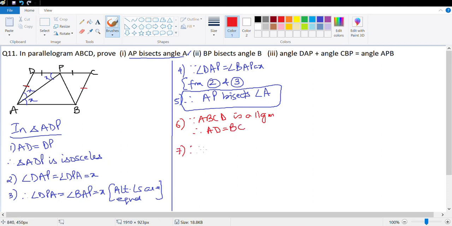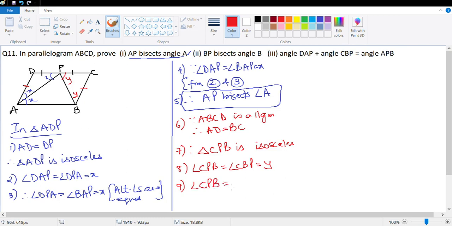Number 7, therefore triangle CPB is isosceles. What it means is angle CPB is equal to angle CBP is equal to Y. So this angle is Y, this angle is also Y. Number 9, angle CPB is equal to angle ABP is equal to Y. Because again these are alternate angles. This angle and this angle are alternate angles. Alternate angles are equal.